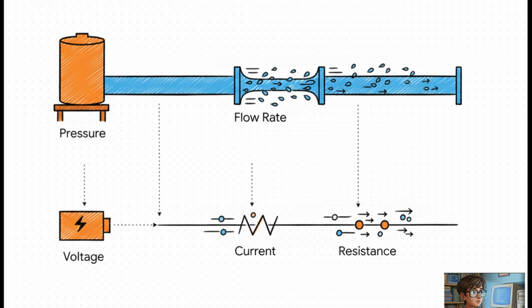And to make this super intuitive, let's use a classic analogy. Just picture electricity in a wire like water flowing through a pipe. The voltage, that's like the water pressure, pushing it all forward. The current, that's the flow rate, how much water is actually moving past a point. And the resistance, that's like a narrow section of the pipe, making it harder for the water to get through. See? It's a really helpful way to visualize what's actually going on.